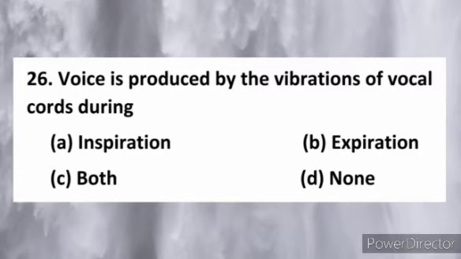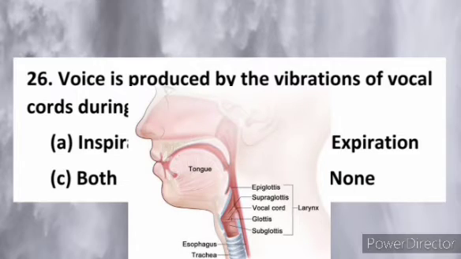Voice is produced by the vibrations of vocal cords during dash. Vocal cords or vocal folds produce sound when they come together and then vibrate as air passes through them during exhalation of air from the lungs. Therefore, the answer is expiration.